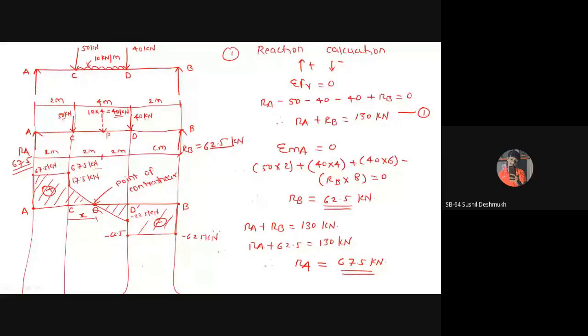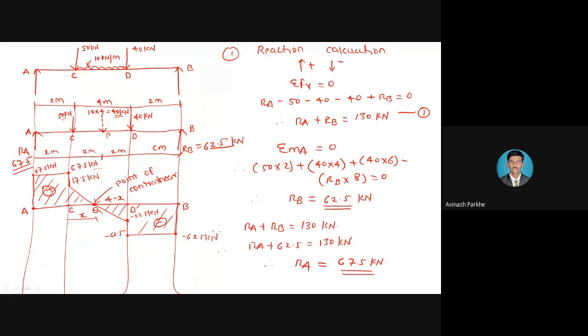CD distance तुम्हाला माहित आहे ओरिजिनल फिगर मध्ये 4 मीटर. Therefore QD is equal to 4 minus X. Means before going to the bending moment calculation, first of all we have to calculate the X distance. If such types of triangles will be observed in the shear force diagram, 101% you have to go for the X distance calculation, because without X distance calculation it is not possible to calculate the maximum bending moment value.